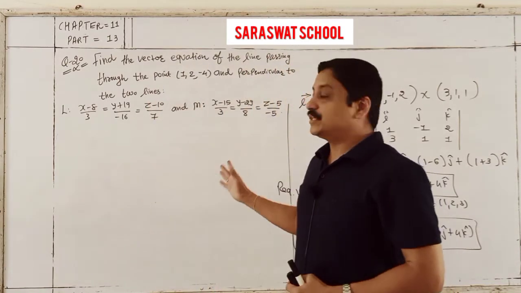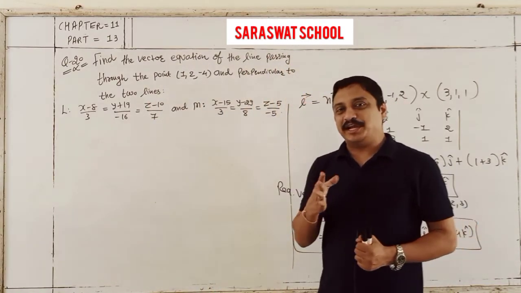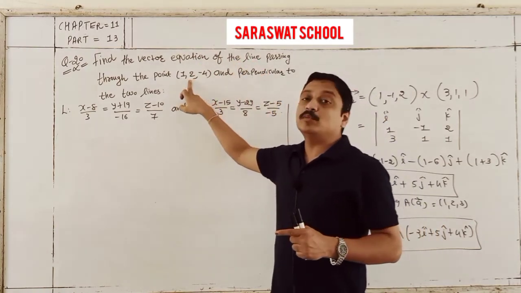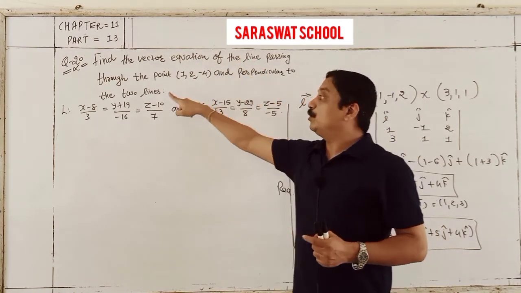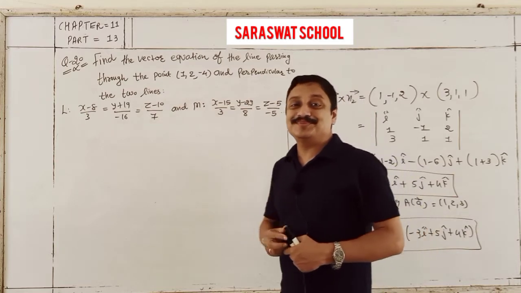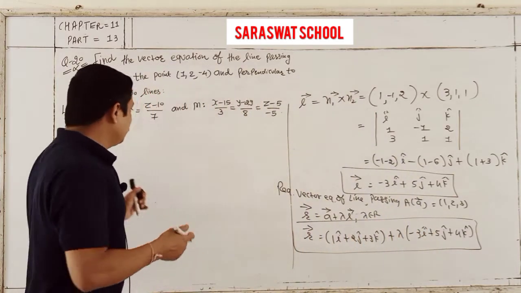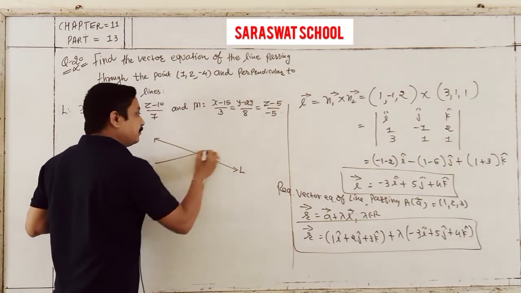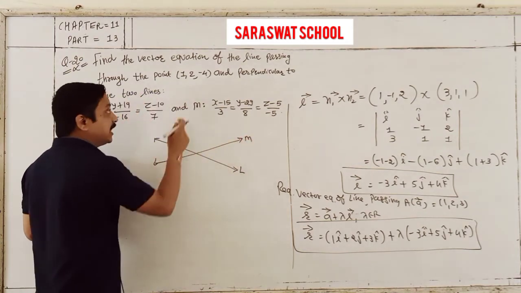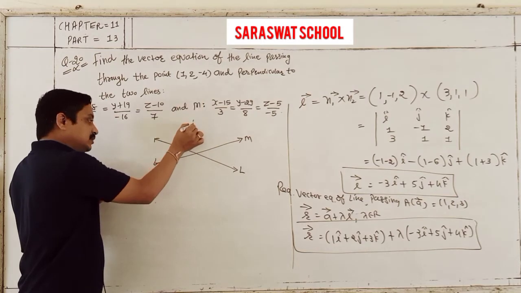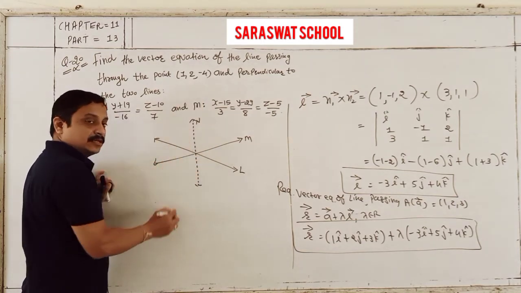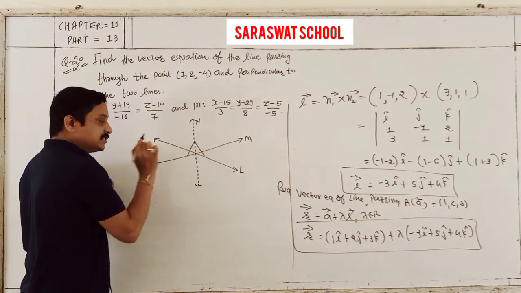Now continue, students. Question 20 is similar to 19. Find the vector equation of the line passing through (1, 2, -4) and perpendicular to the given two lines. Here the given two lines are the first line L and the second line M. Both lines have a perpendicular line N. It means this line N is perpendicular to both lines.